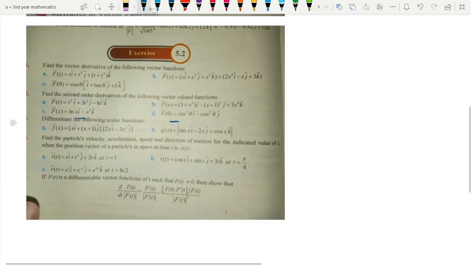Here is our next question. Differentiate the following scalar functions. First of all, you have to take the scalar product of the vectors and then differentiate.